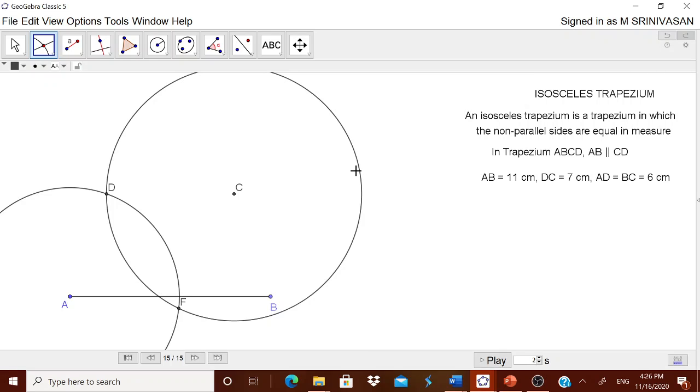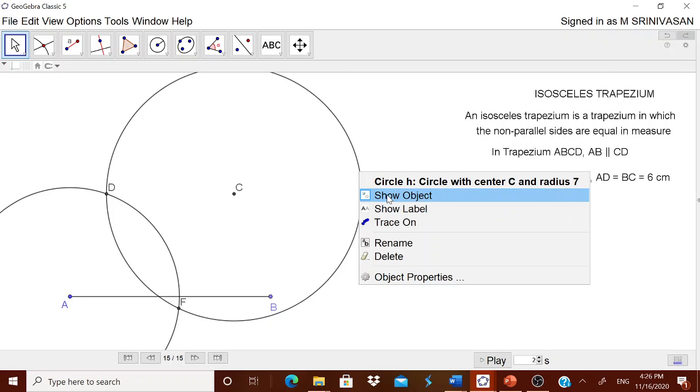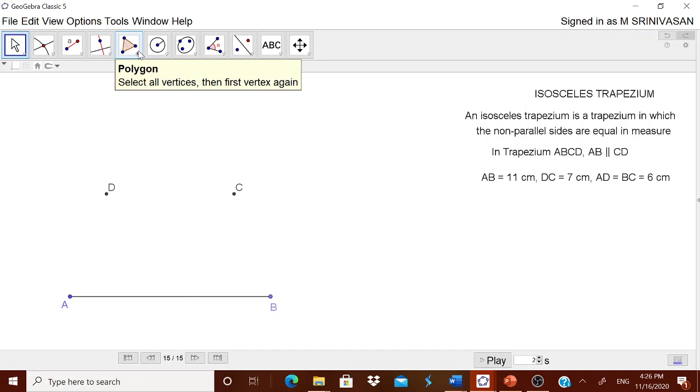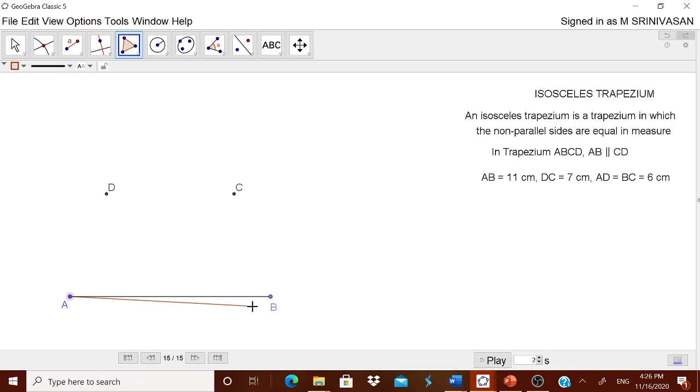Well, I don't want this. Escape. I don't want this circle, therefore show the object. I don't want this circle even, therefore show the object. This F I don't want, therefore show the object. ABCD you got now. Now go to this polygon. Touch this A. Touch this B. Touch this C. Touch this D. Touch that A. Well, good.